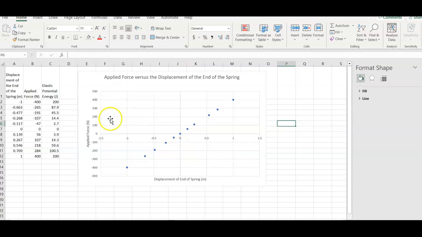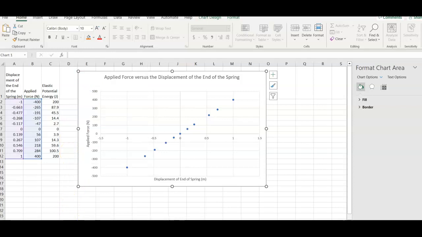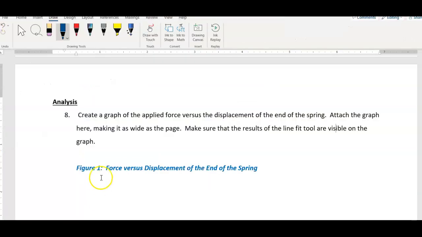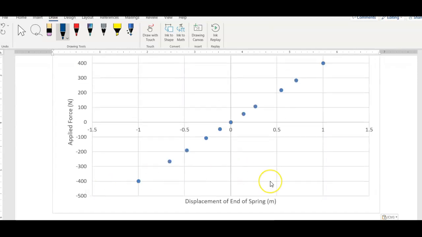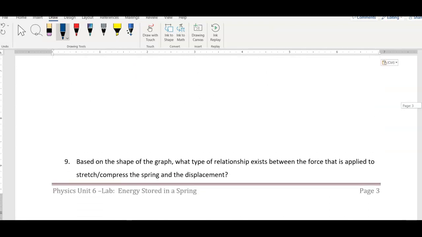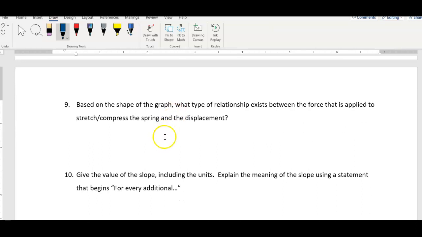Okay, so now that I have this graph, I want to put a picture of it in the lab report here under figure 1. Okay, so that was the graph that it's looking for there at step 8. And then it says, based on the shape of the graph, what kind of relationship exists between the force that is applied to stretch and compress the spring and the displacement?